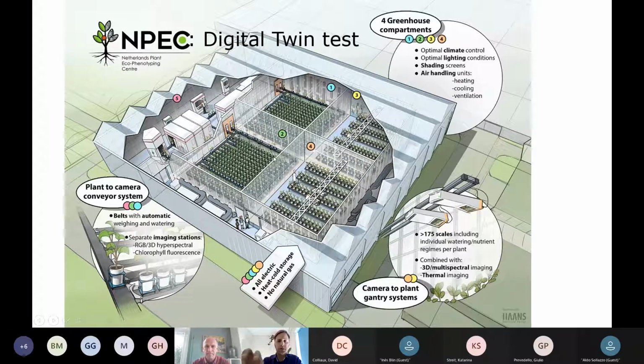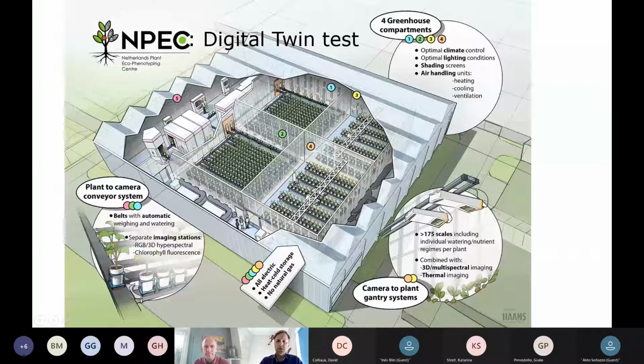And in this way, we can collect information that can be used to give back to the digital twin. And then the virtual world can be optimized by measurements in the real world and vice versa. I'm going to mainly talk about this part of the greenhouse, because at this part of the greenhouse, we decided to actually go towards another measurement principle.